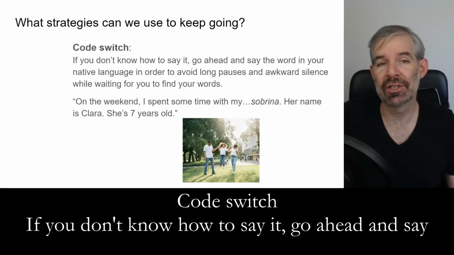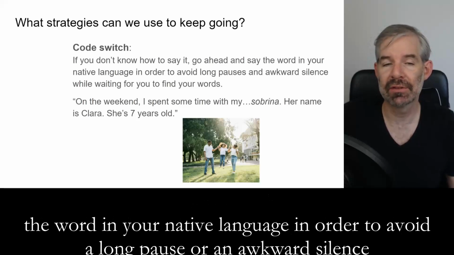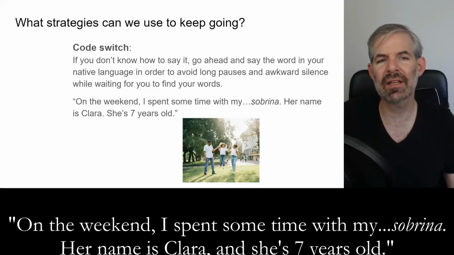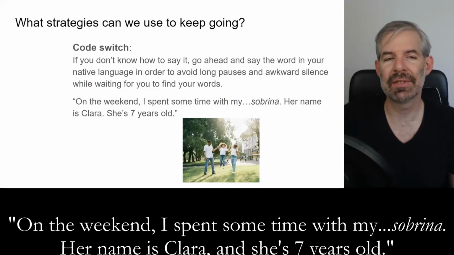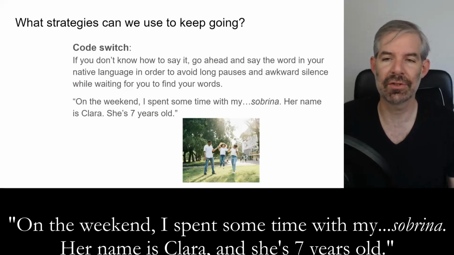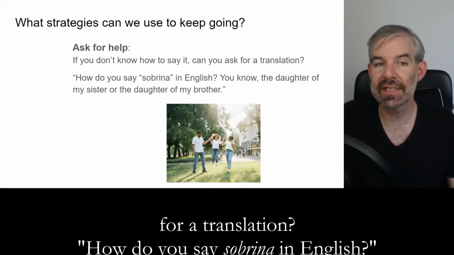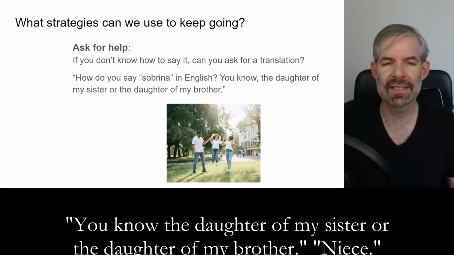Or code switch. So if you don't know how to say it, just go ahead and say the word in your native language in order to avoid a long pause or an awkward silence while the person you're talking to is waiting for you to find your words. On the weekend, I spent some time with my sobrina. Her name is Clara, and she's 7 years old. Ask for help. If you don't know how to say it, can you ask for a translation? How do you say sobrina in English? You know, the daughter of my sister or the daughter of my brother.